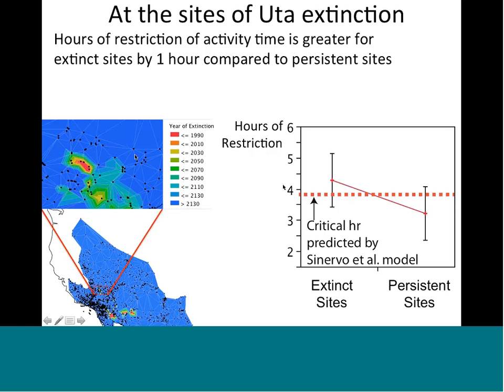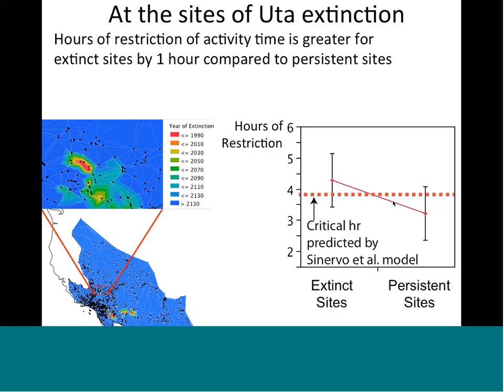Now, the other part of the model that's hypothetico-deductive, falsifiable, is the notion that we predicted that there should be a critical hours of restriction, which is at the four-hour mark. That is to say, if the side blotch lizard is pushed into retreat sites for greater than 4 hours, it should be extinct at those sites. And in fact, if you look at the hours of restriction at those extinct sites, it was above that level. If you look at the immediately adjacent sites to these predicted sites, you see that it's below that level. So there are many populations of the side blotch lizard, as you can see, that are going to persist.